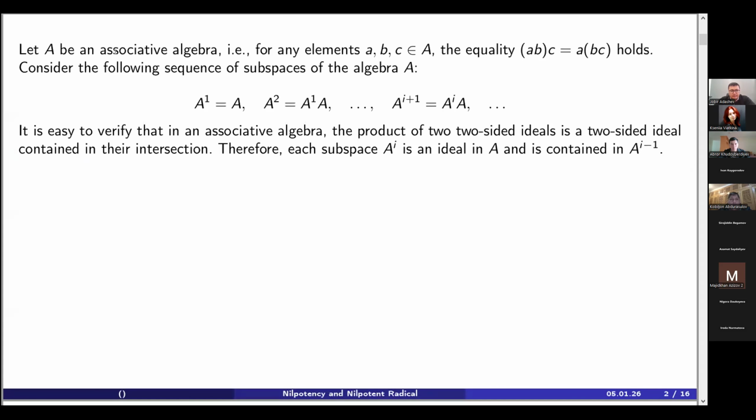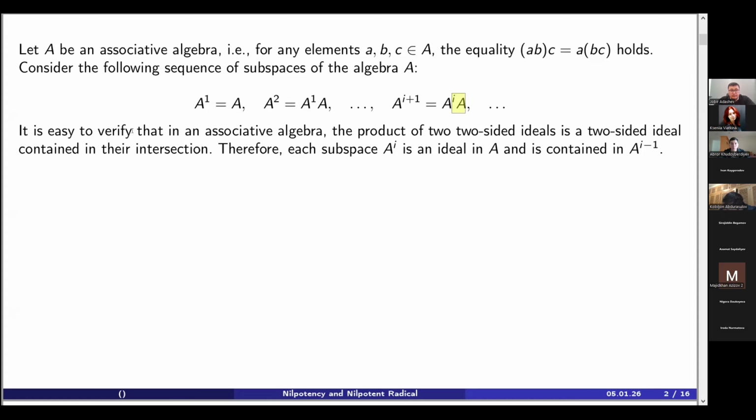Let A be an associative algebra. For any elements a, b, c belonging to A, the equality (ab)c = a(bc) holds. Consider the following sequence of subspaces of algebra A: A^1 = A, A^2 = A^1 multiplied by A, and so on, A^(i+1) = A^i multiplied by A.